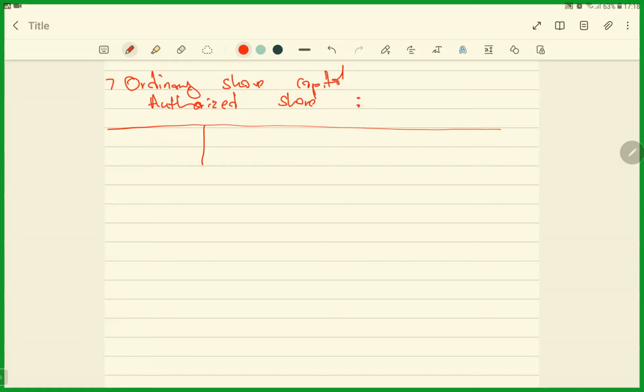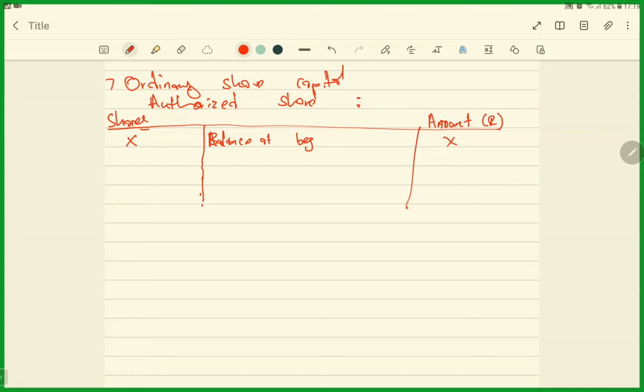Then we will have columns like this. Here you write the shares, and here you write the value of those shares, the amount in rand. So just to remind you, the ordinary share capital note is used so that we can present the movement of our shares. Firstly, we start with shares in issue at the beginning, or you can just say balance at the beginning. It represents the number of shares at the beginning and also the amount, the value of those shares.